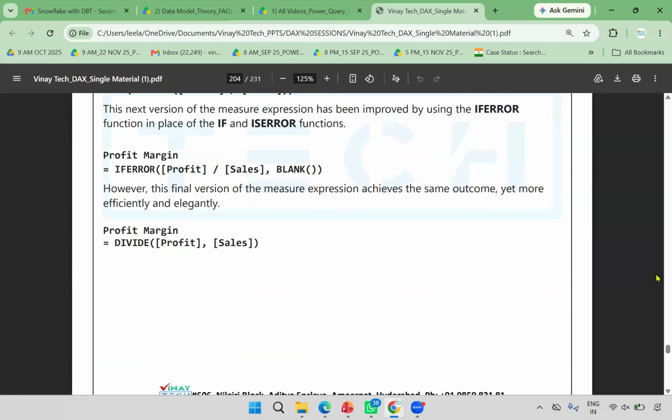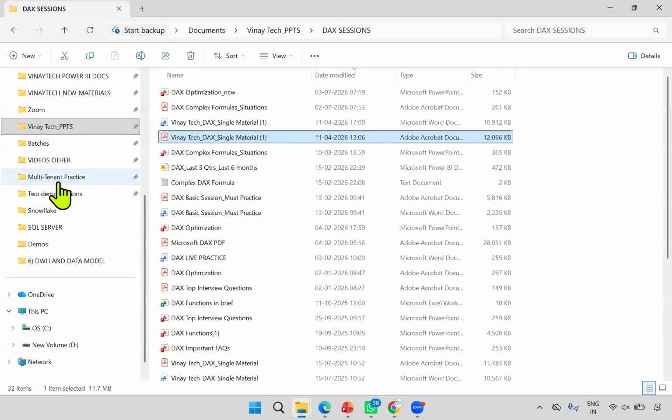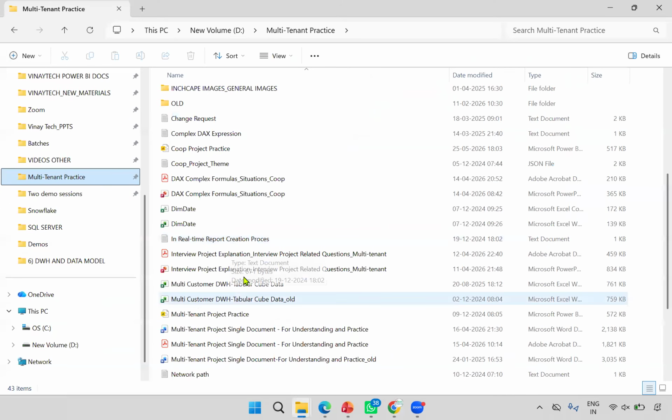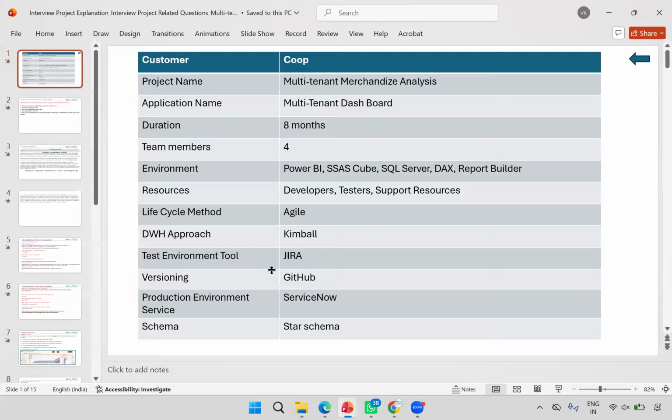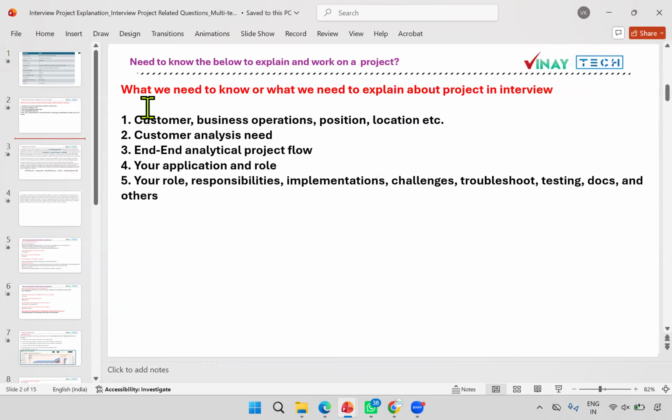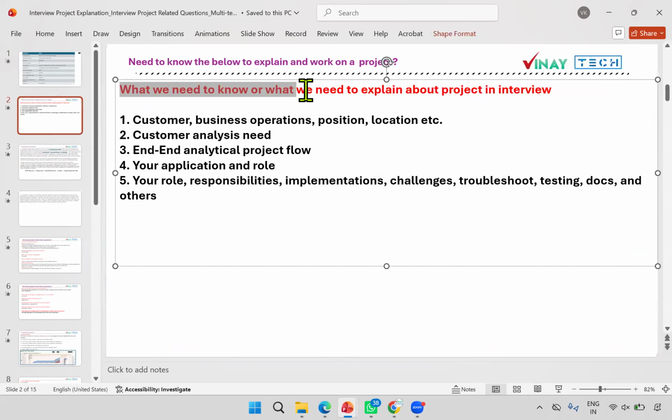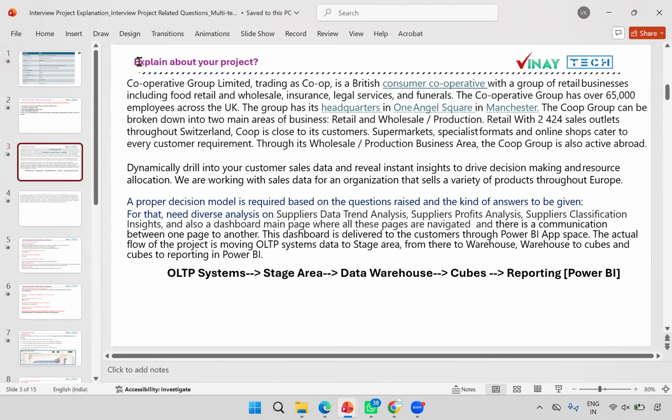Next, even project documents also, in a very clear, spoon-feeding way, project documents I will provide. See, interview-suitable documents. I'll explain what is your project title, application title, how long, environment. See what we need to know and what we need to explain at the interview level regarding your project. Project explanation, explain about your project.